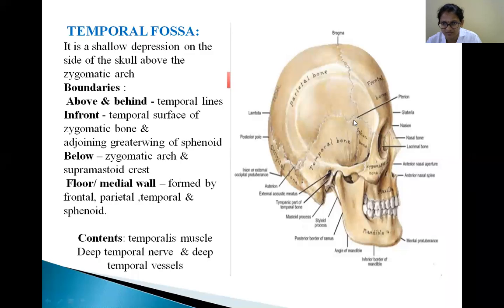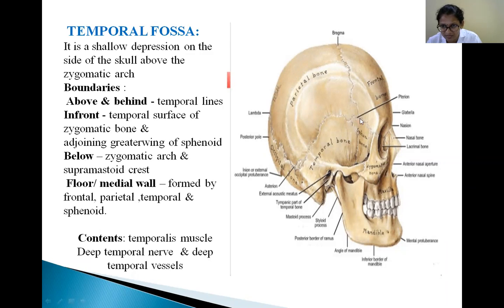Okay, this is important. This is the pterion. Pterion is nothing but a meeting point between the frontal bone, parietal bone, temporal bone, and sphenoid. This H-shaped suture is called the pterion.